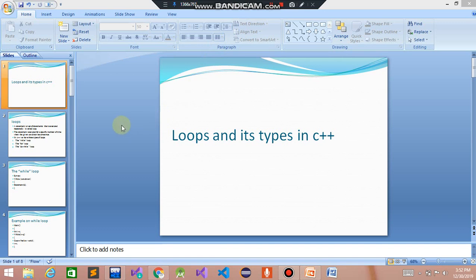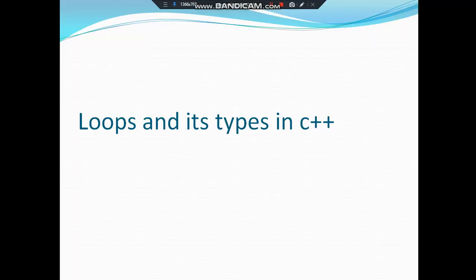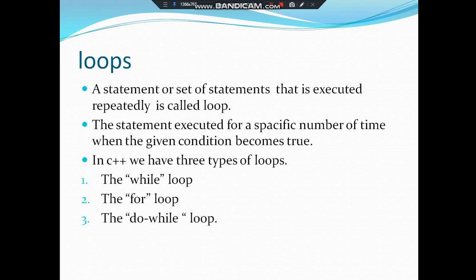I'm just going to full screen my loops. A loop is a statement or a set of statements that is executed repeatedly. When we want to execute a statement more than once, we make a loop, so that we can execute things as many times as we want. The statement is executed a specific number of times, and when the given condition becomes true, the loop will end. In C++ we have three types of loops: the while loop, the for loop, and the do while loop.